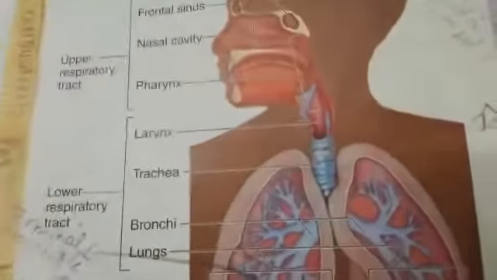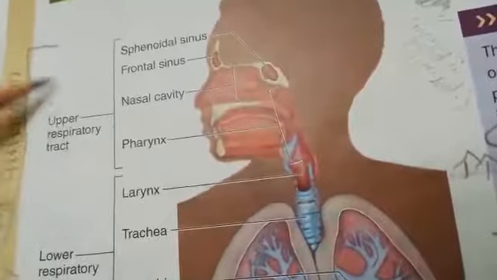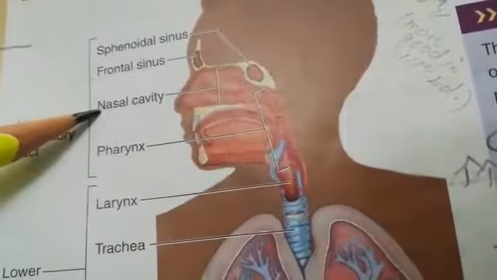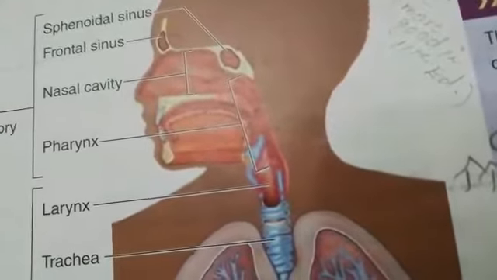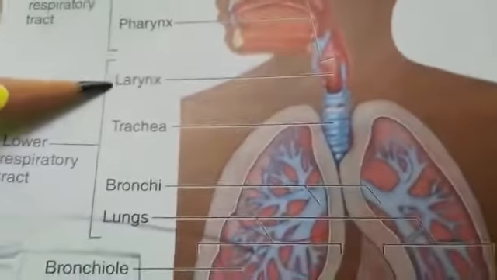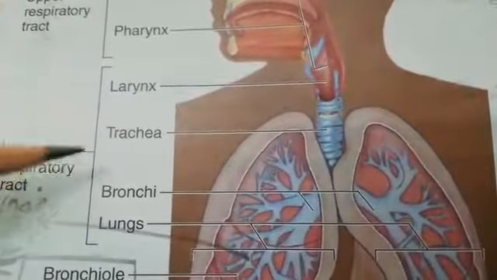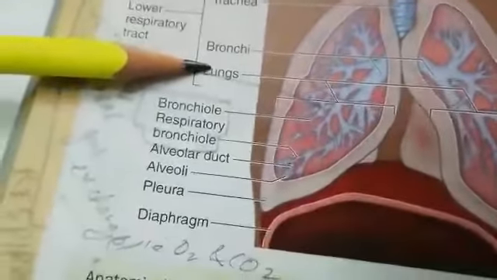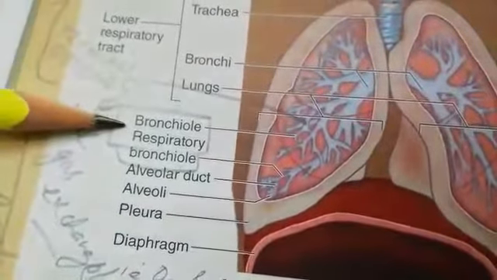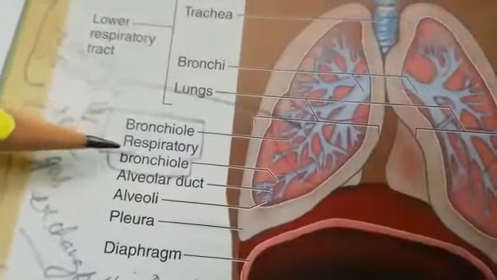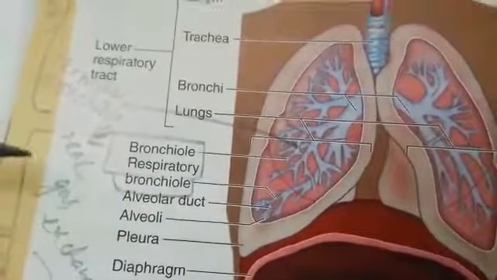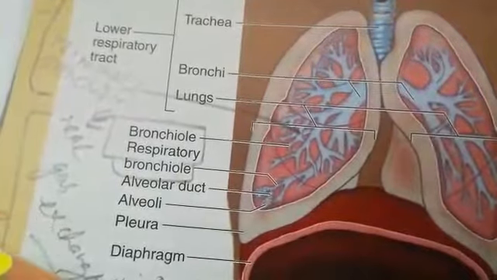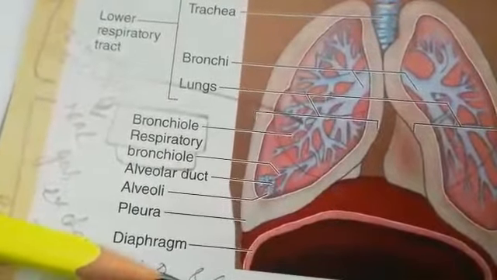The conducting portion. This diagram is again showing you the upper respiratory tract that includes your nasal cavity. Part of the sinuses are also there. Then you enter into your pharynx. Then for the lower respiratory tract, they have mentioned the larynx, trachea, the bronchi, and the lungs. And finally, we enter the place labeled as bronchioles, which are respiratory bronchioles, alveolar ducts, alveoli, and all the rest. Here, the real gas exchange takes place, of oxygen and CO2.